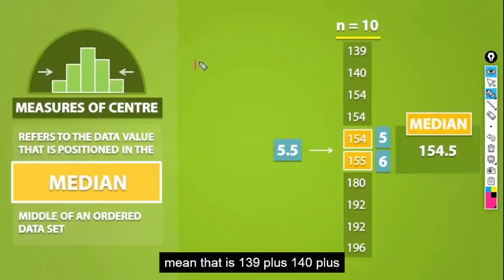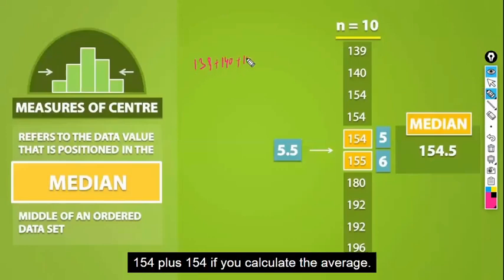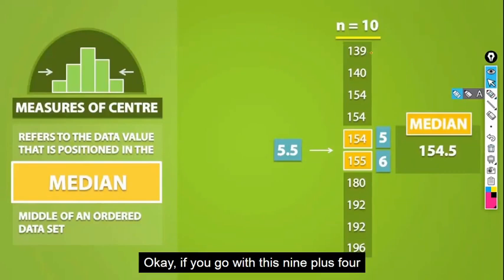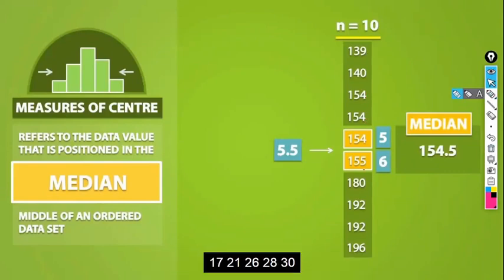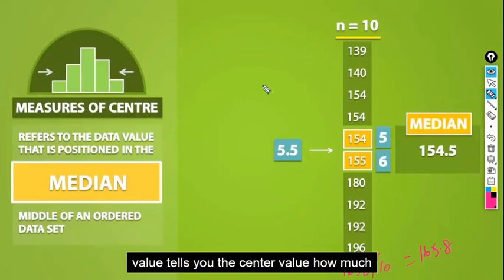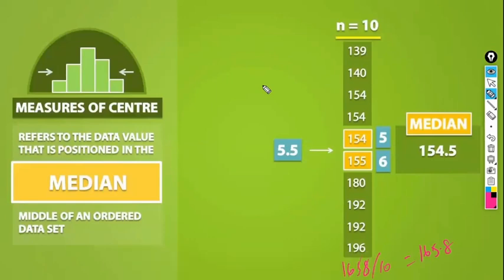That is 139 plus 140 plus 154 plus 154. If you calculate the sum, you get 1658, divided by 10, which is 165.8. That average value tells you the center value, how much it has from the center.